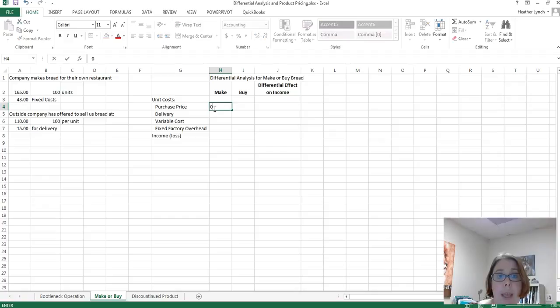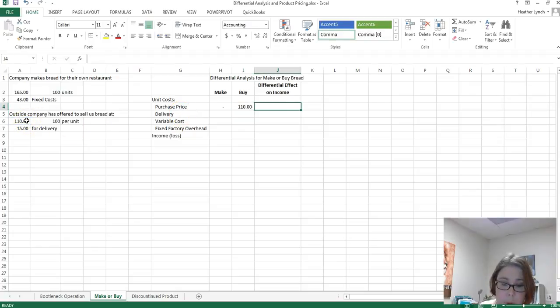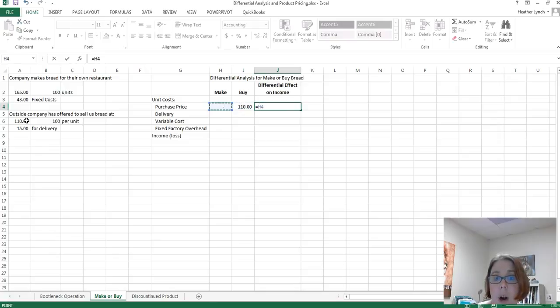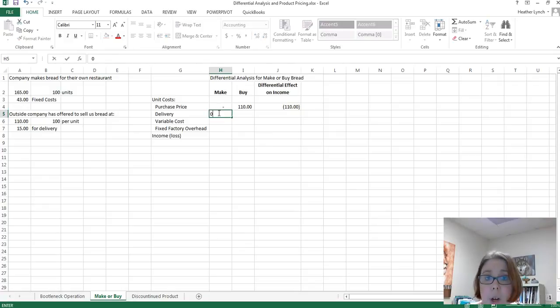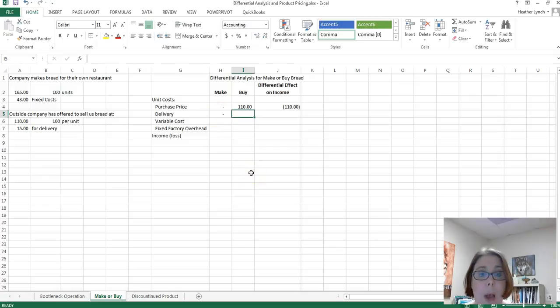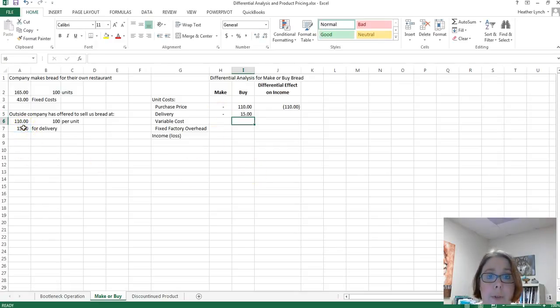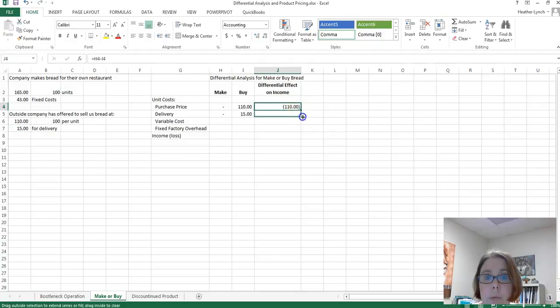So if we make it, there's no purchase price. If we buy it, there's $110 that we have to pay. So we look at our difference between our make and our buy. So right now, it's going to affect our income by $110. Okay, delivery, we do not have a delivery cost if we make it. If we buy it, it's going to cost us $15.